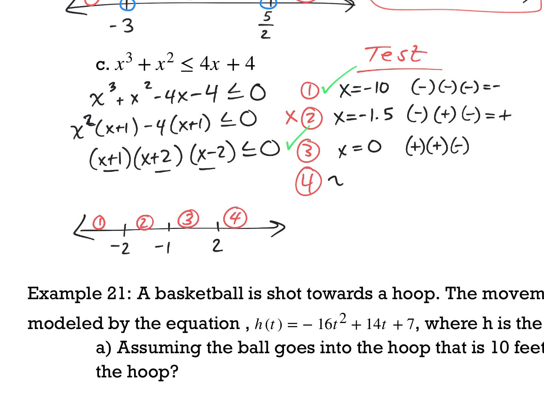And then finally, we can plug in our final fourth interval. I'm going to plug in x equals 10. All 3 factors will be positive, and 3 positives will result in a positive. We don't want positives, right? Remember, we are looking for values that are less than or equal to 0. So the 2 intervals here that work are intervals 1 and 3.